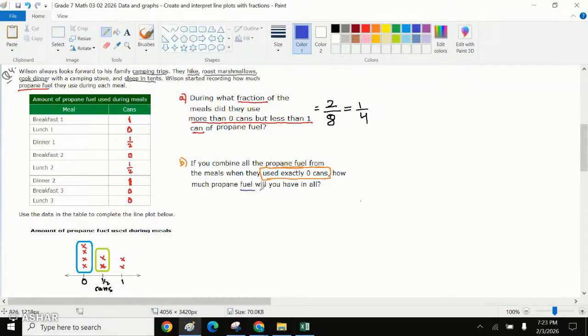Okay. So how much will you have in all? How much propane gas was used? That was, say, 0 liters or 0 cans, right? Because they are using a condition where none of the cans were used. Exactly 0 cans, right? If 4 meals, lunch 1, breakfast 2, breakfast 3, and lunch 3, these 4 meals did not use any gas. That means the total amount of gas used in these 4 meals would be 0 cans, right? Because there were 4 meals into 0 cans. That comes out to be 0 cans of gas, right? That means 0 cans of gas were used for these 4 meals.